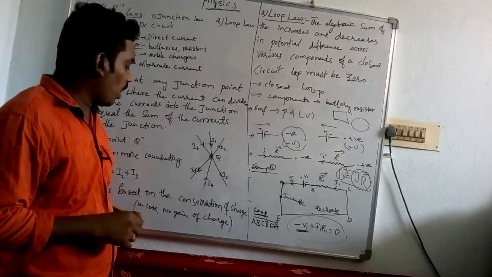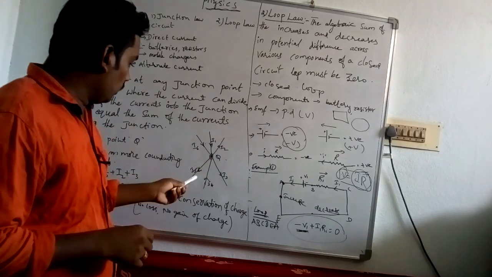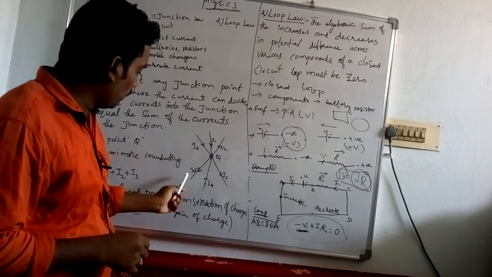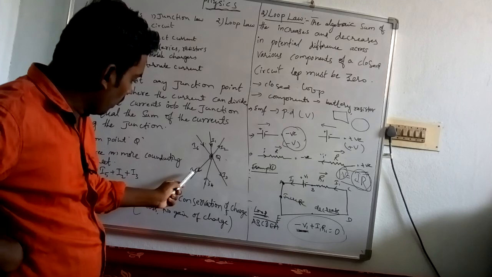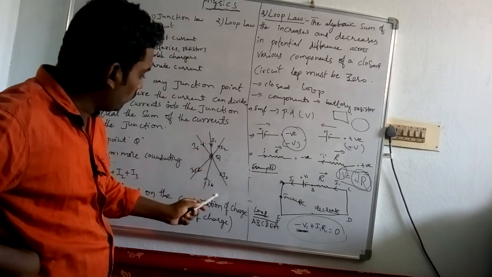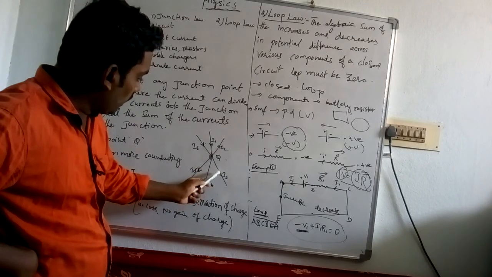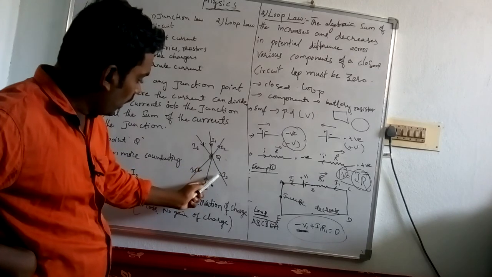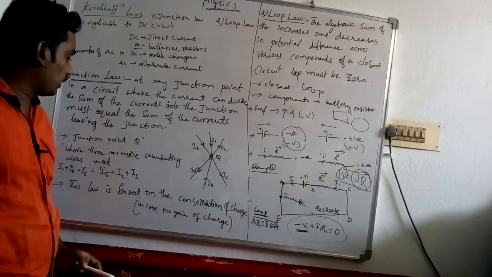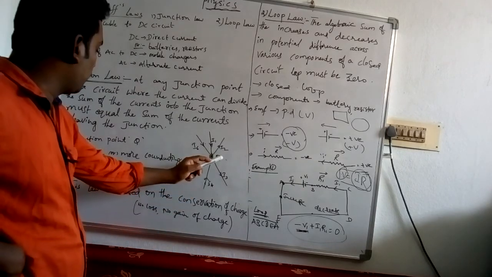junction. And what are the currents leaving from the junction point? The leaving currents are I5, and I2 also is a leaving current, and I3 also is leaving from the junction point. Let it be Q.